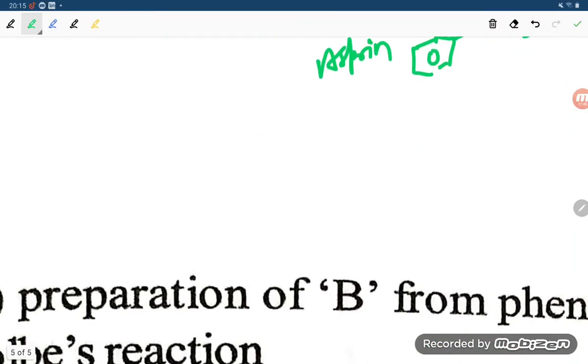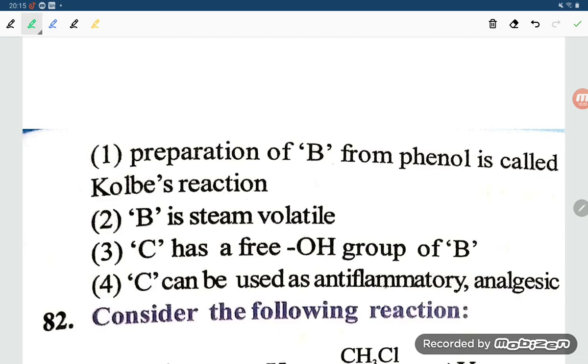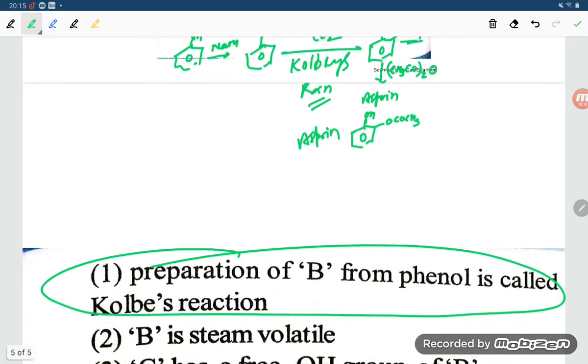So for question 81, the options say: A is the phenol called Kolbe, B is steam volatile, C, OH group, C can be used as an anti-inflammatory reagent. The preparation of B from phenol is called the Kolbe reaction. That is correct, student. The formation of COOH is known as the Kolbe's reaction. You can go with the NCERT book, and you can easily understand.